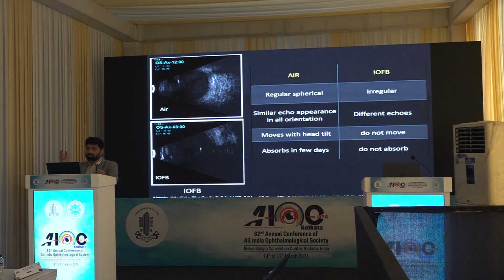Sometimes in case of open globe injury, an associated air bubble can get confused with the IOFB. You can differentiate: air is usually regular and spherical, you will have a similar echo appearance, and it moves with the head tilt, and if you follow it up, it will get absorbed. That is not the case with a foreign body.